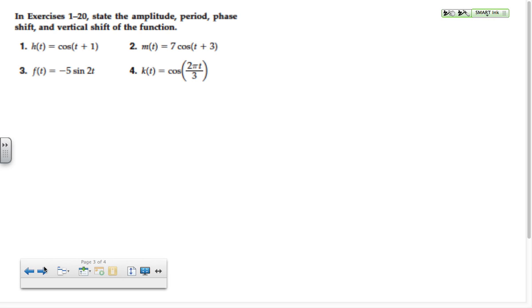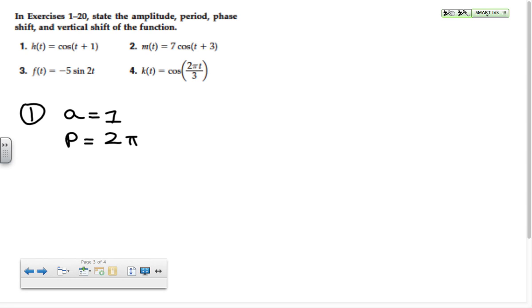So on this number 1, okay, it's the cosine of t plus 1. The amplitude is the number that's in front of the cosine. There is no number there, so the amplitude is 1. Okay. The period is the number that's in front of the t, and there's no number there, so this one is very easy. Our period is 2 pi, because typically it's 2 pi over b. In this case, b is 1.